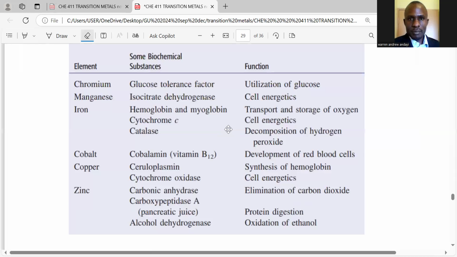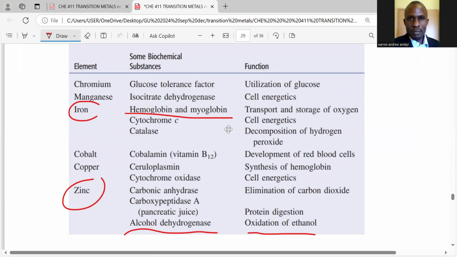The most familiar one is iron in hemoglobin and myoglobin, because myoglobin stores oxygen in our muscles. Hemoglobin transports oxygen from the lungs to the rest of the body. Any other common metal? Zinc. In alcohol dehydrogenase, it is used to process alcohol.